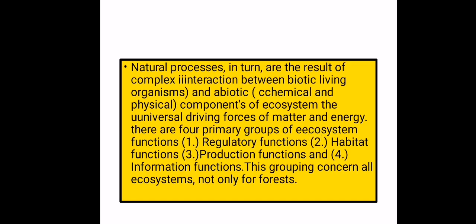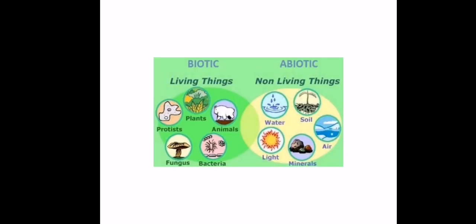Natural processes, in turn, are the result of complex interaction between biotic living organism and abiotic chemical and physical components of ecosystem, the universal driving force of matter and energy. Example of biotic living things: there are bacteria, fungus, animals, plants, protists. Abiotic, the non-living things: there are minerals, light, water, soil, air.